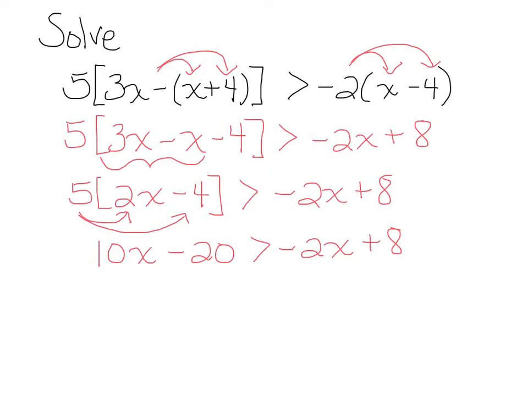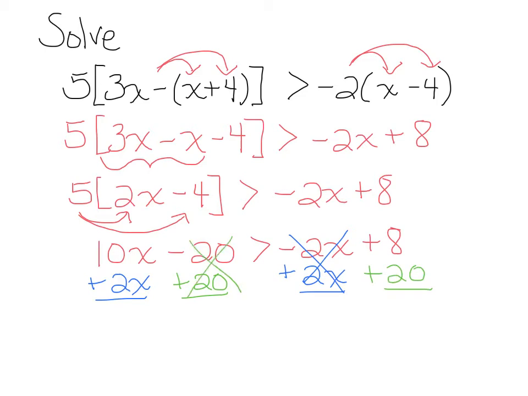So I'm going to move all my x's to the left side, and I'm going to do this by adding 2x to both sides. And then in the same step, I'm going to move the standalone numbers to the right side, and I'm going to do this by adding 20 to both sides. So I'm left with 12x is greater than 28.